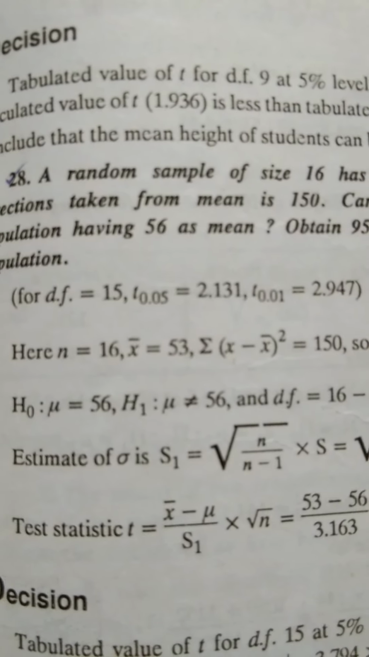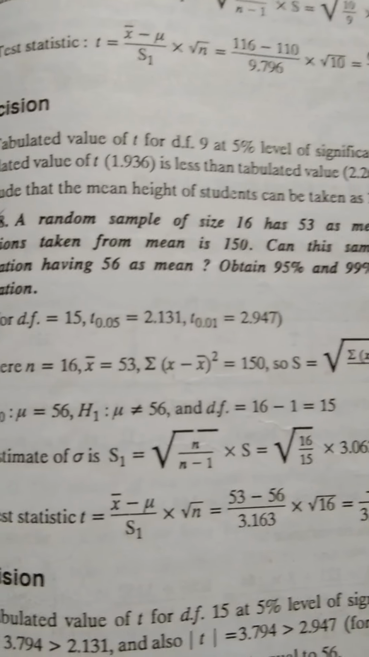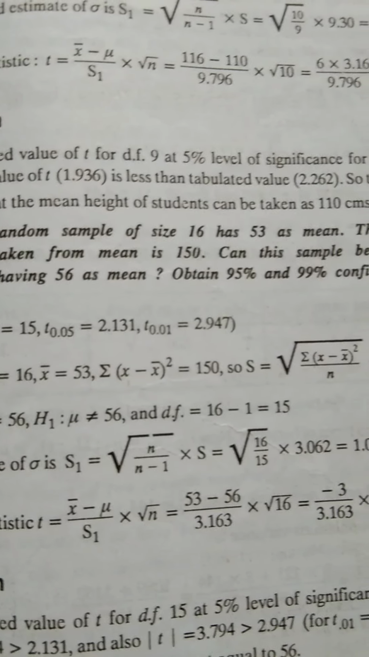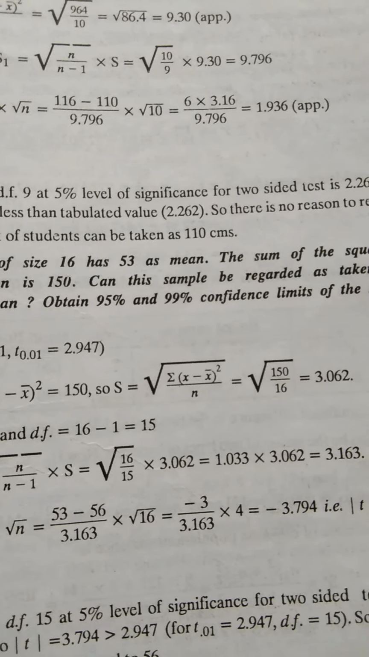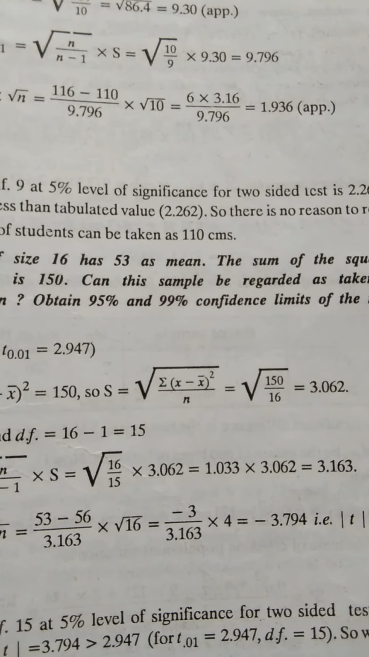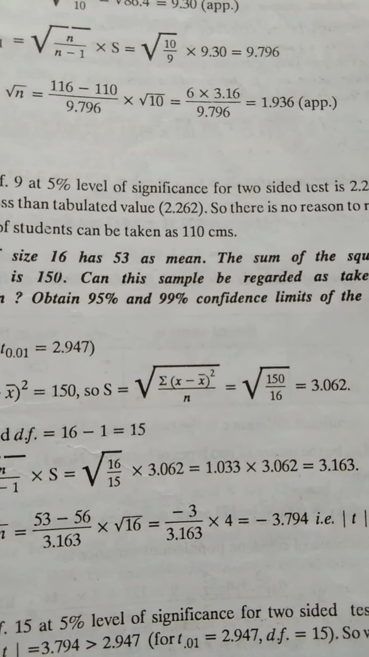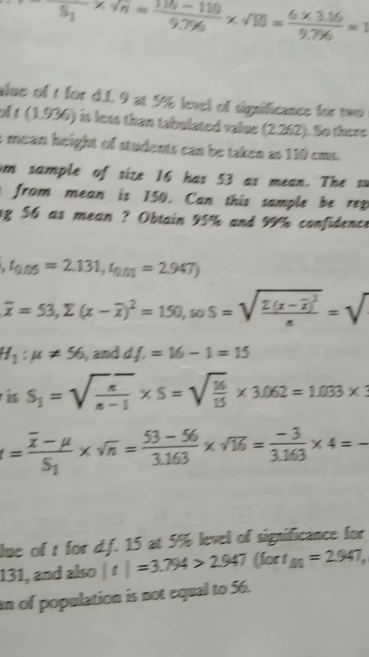Now n is how much? 16. X bar is how much? 53. What will be the sum of x minus x bar whole square? We have calculated it, sum of x minus x bar whole square, that is 150. Then we just put all those values in the same way as earlier. Sigma x minus x bar whole square by n. This is 3.062. We have done it the same way.